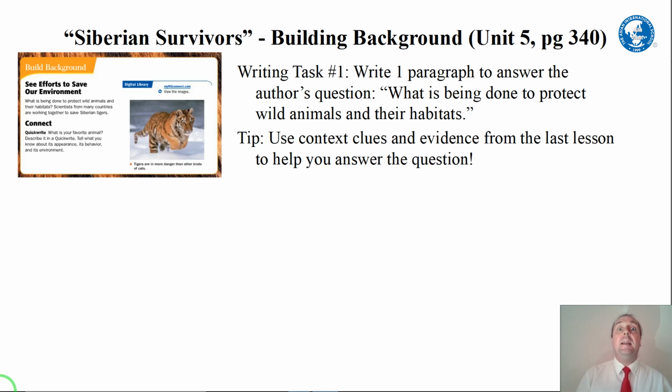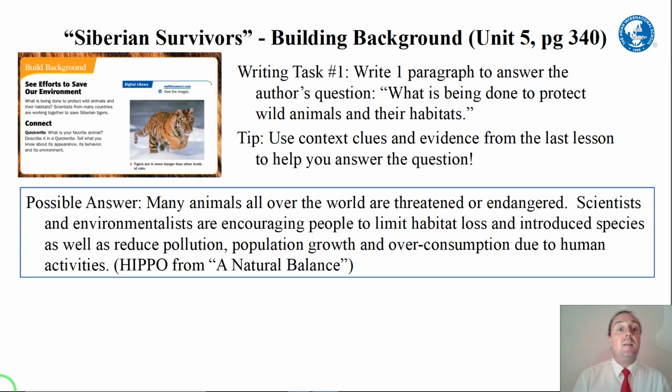Okay, here is an example of something that I wrote. It doesn't have to be right or wrong. This is something that I wrote. So here's an example. Many animals all over the world are threatened or endangered. Scientists and environmentalists are encouraging people to limit habitat loss and introduced species, as well as reduce pollution, population growth, and overconsumption due to human activities.